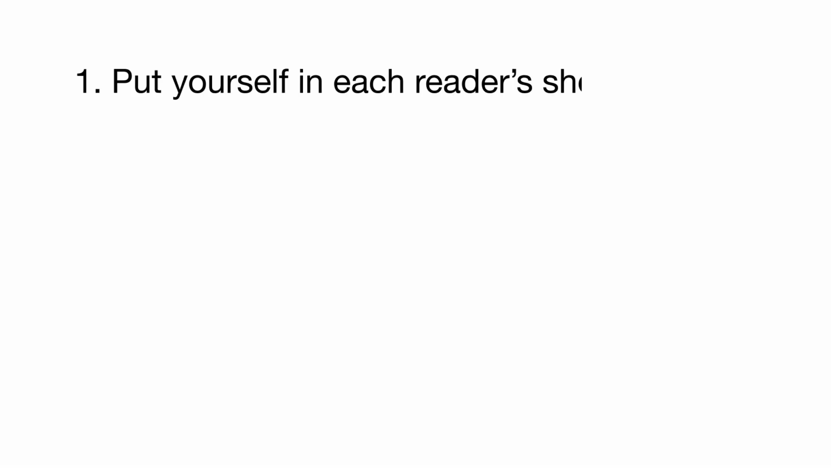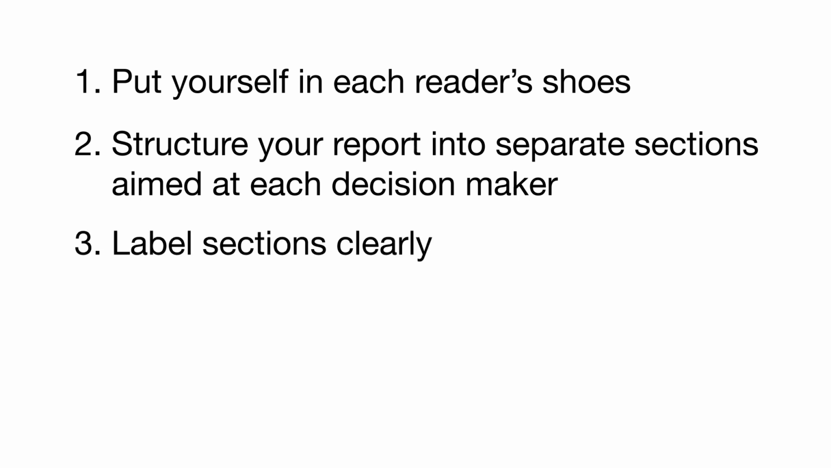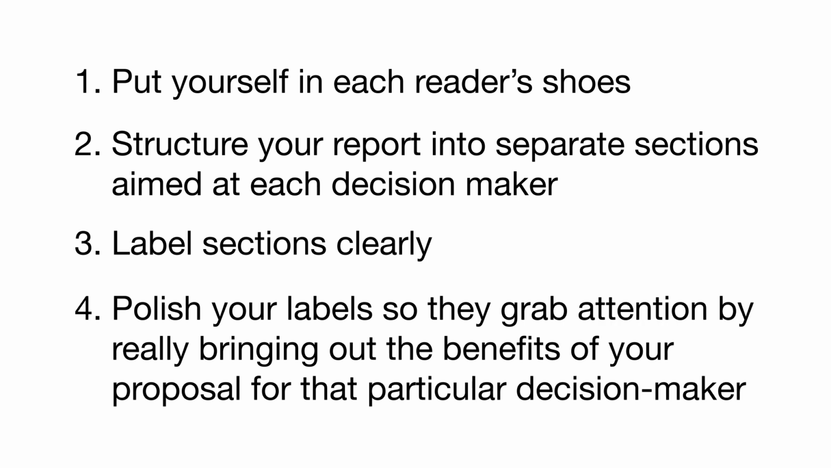So, to sum up, successfully producing a proposal that's aimed at different decision makers involves a 4-stage process. First, put yourself in each reader's shoes. Consider each decision maker separately and make separate notes on what motivates each one. 2. Structure your report into separate sections aimed at each decision maker. 3. Label those sections clearly with headings that make it clear what they're about and which reader they're aimed at. 4. Polish your labels so they grab attention by really bringing out the benefits of your proposal for that particular decision maker.